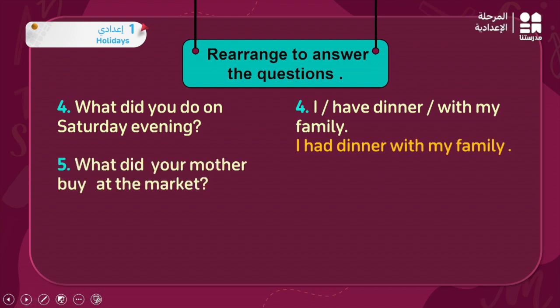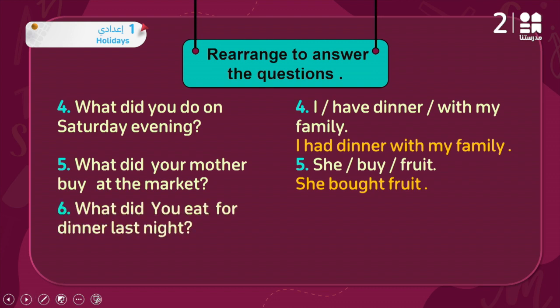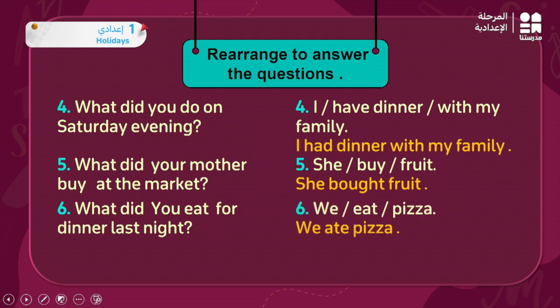What did your mother buy at the market؟ الإجابة هتبقى إيه؟ without seeing the answer بقى هتبقى of course my mom bought fruit. ماما اشترت فواكه. The last one, what did you eat for dinner last night؟ حضرتك أكلت إيه امبارح على العشاء؟ We ate pizza. إحنا أكلنا بيتزا. تمام؟ Got the idea؟ Okay.